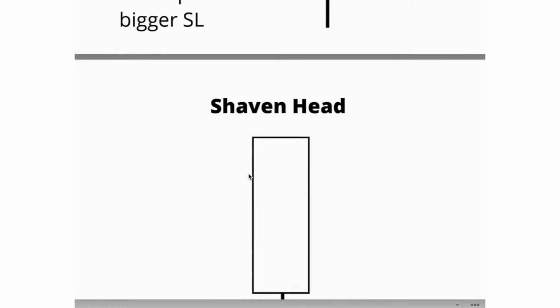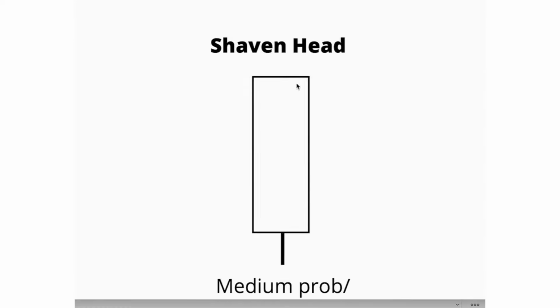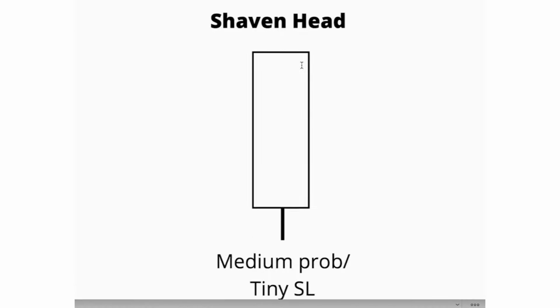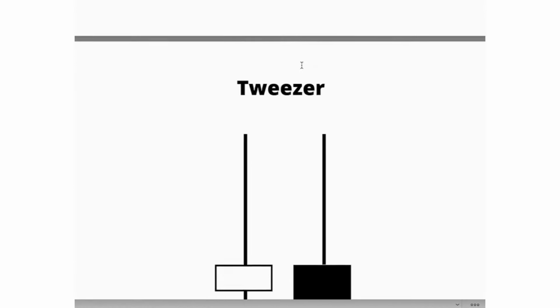Shaven head I like very much. Medium probability, so it's not the highest probability, but it's still pretty good, but very tiny stop loss. So the moment that this candle closes, you can get in for a short in this example, hoping to move down, and you can have a very small stop loss of just 10 pips or so. So that's that. Those are the candle patterns.